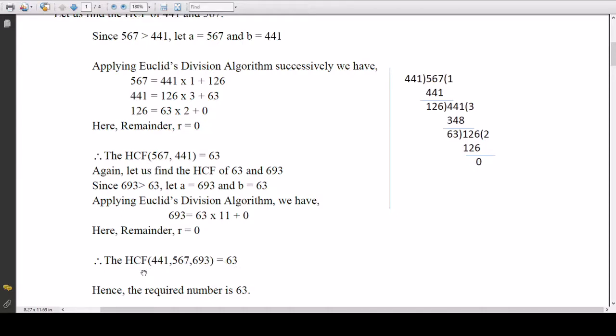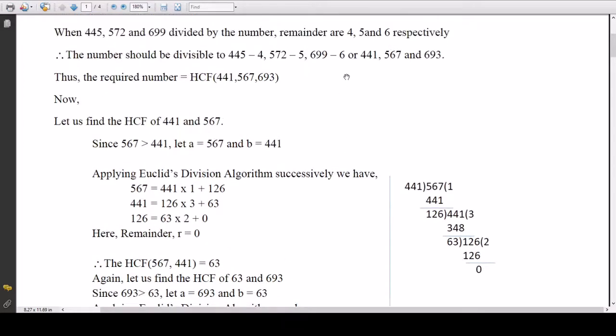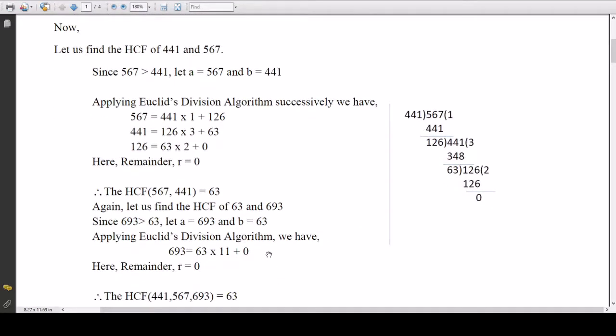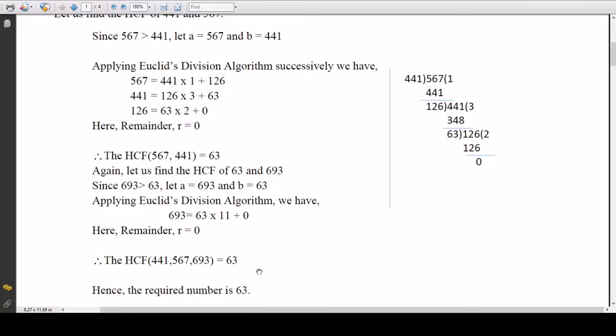That means the required number will be 63 itself, and if you try to divide those three numbers by it, you'll find that you will get the remainders 4, 5 and 6 respectively. That you can try by yourself. Try to divide and see whether you get 4, 5, 6 as remainder or not. If you try, you will get 4, 5, 6 as the remainders.